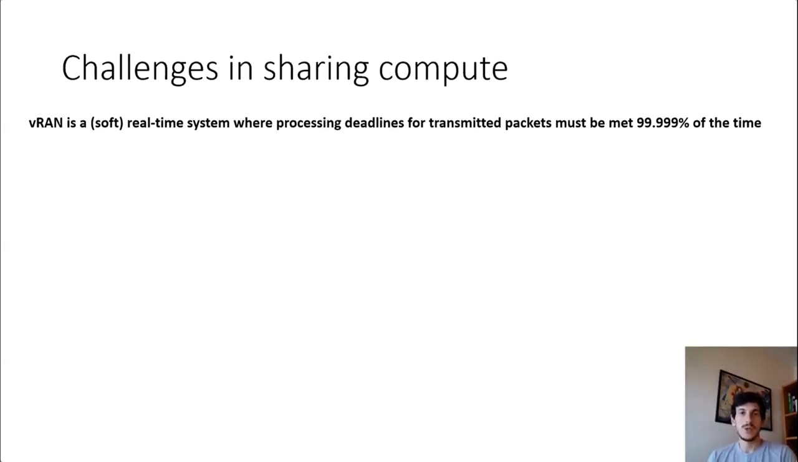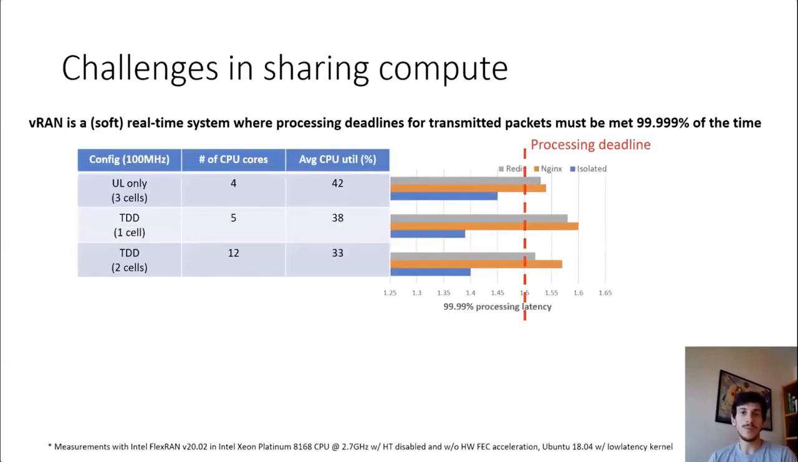So to demonstrate this, we performed a number of experiments on a commercial-grade vRAN's reference implementation for various vRAN configurations and for varying traffic loads. And in all those cases, we studied the impact of collocating the vRAN with other workloads, like, for example, Nginx and Redis.